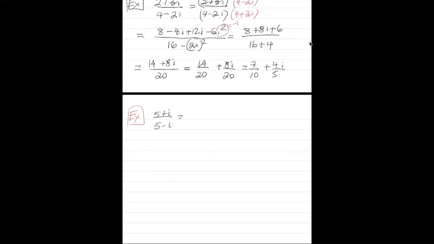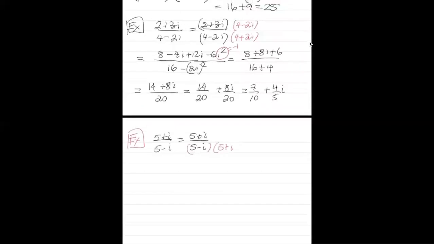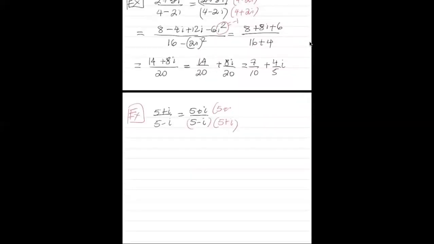I'm going to copy this again and then multiply by the conjugate of the denominator, which is 5 plus i. Okay, 5 plus i. So now we are FOILing on top. This is a special product, so 25 plus 5i plus 5i plus i squared, and on the bottom is the special product (a plus b)(a minus b), so 25 minus i squared.